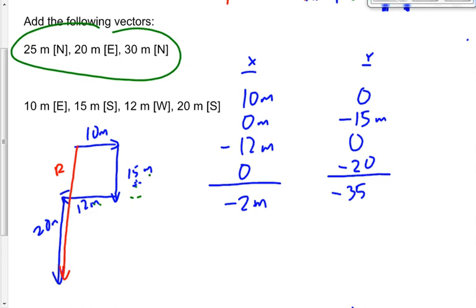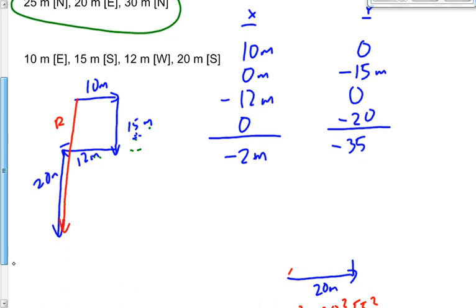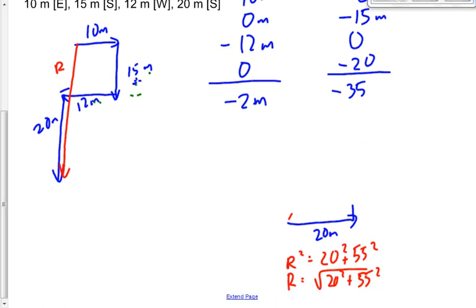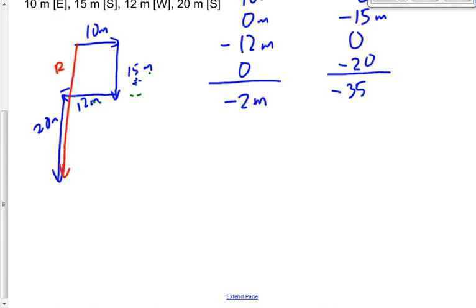Now somebody asked me a great question as you were working on this. He said, how do we know which way to draw the arrows in our second diagram, the one that we draw now? Well, negative 2 on the x component means 2 to the west. So let's draw 2 to the west. Negative 35 means 35 to the south. So the resultant vector should look something like this.